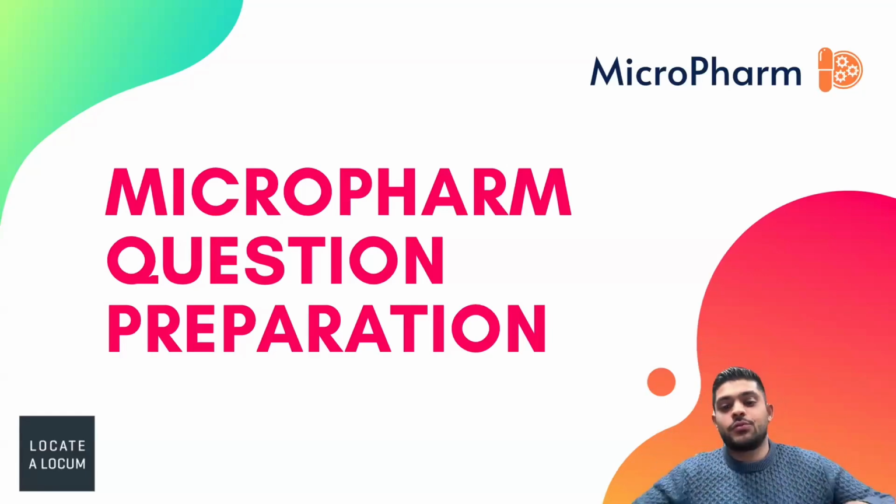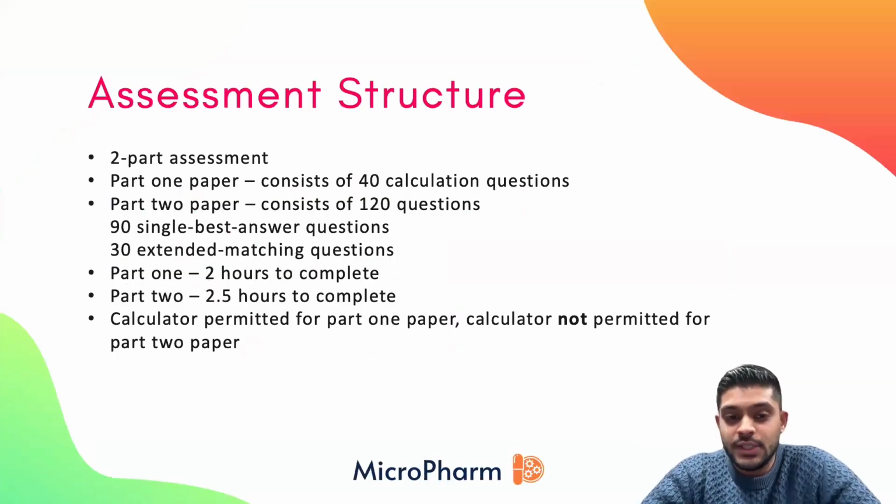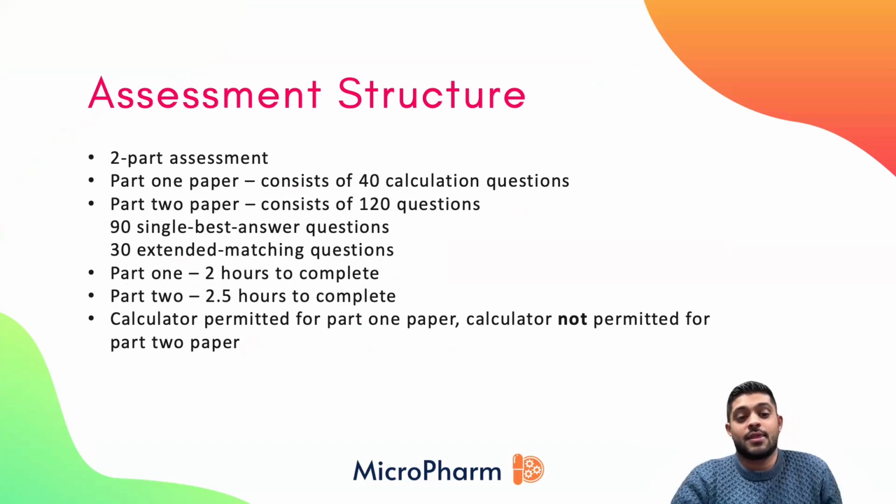We're going to be going through question preparation with GPhC style questions for the assessment. So in terms of the assessment, as you know, it's a two-part assessment. Paper 1 consists of 40 calculation questions. Paper 2 consists of 120 questions. 90 of those questions are single best answer questions. 30 of them are extended matching questions.